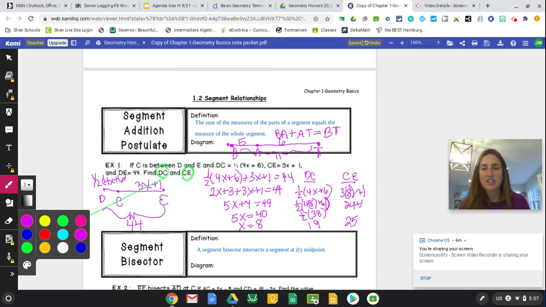Segment addition postulate says that the sum of the measures of the parts of a segment add up to the whole.